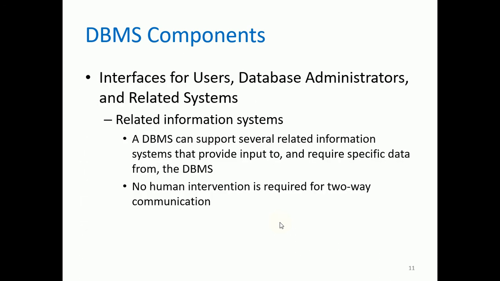So next we have related information systems for the DBMS components. A DBMS can support several related information systems that provide input to and require specific data from the DBMS. And then no human intervention is required for two-way communication. So for example, if you're going to access your grades, it does not require additional manpower to sort the grades that you requested. There is no human intervention if you're going to request data, for example, your grades or any information that you want from the database.